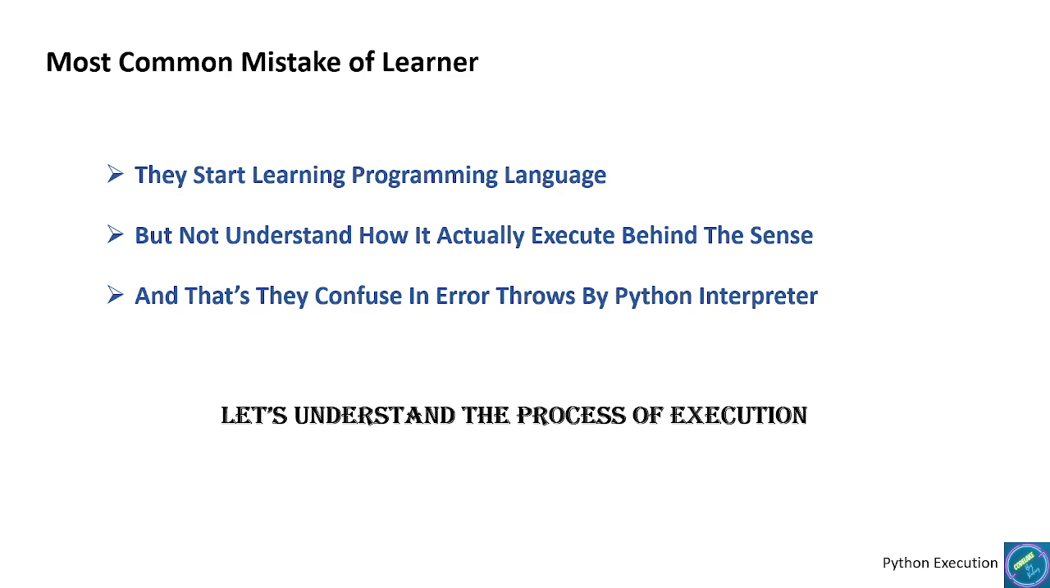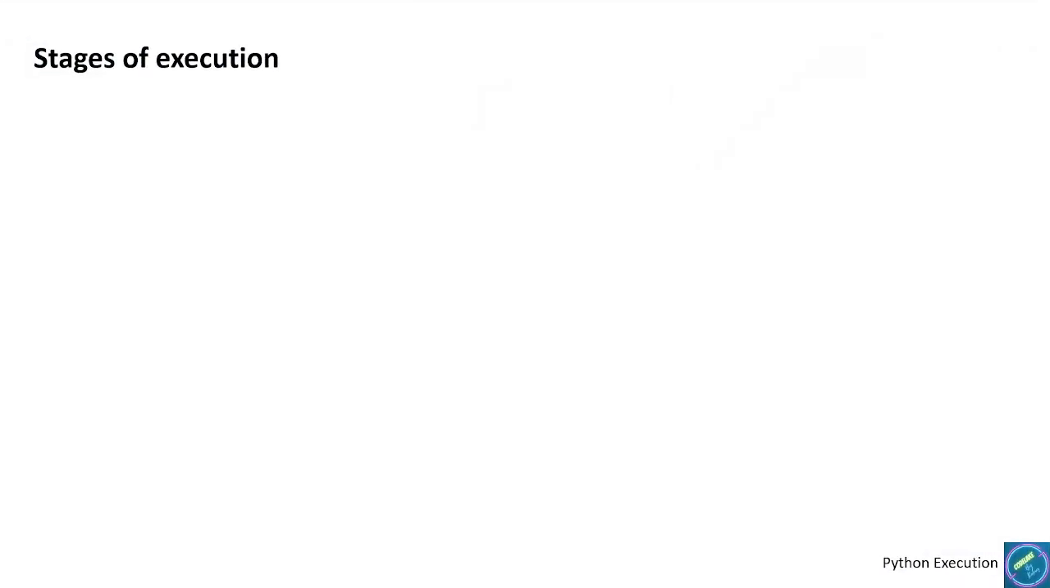Let's understand the process of execution. There are different stages in which the Python source code is converted into machine code. The first stage is compilation and the second one is interpretation. Let's see what compilation is.